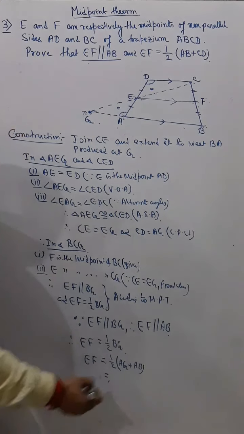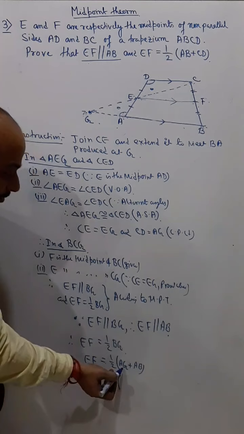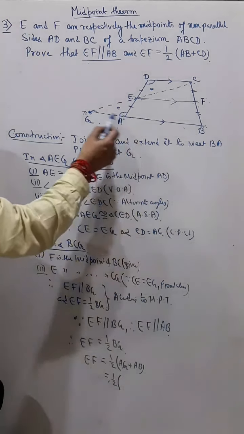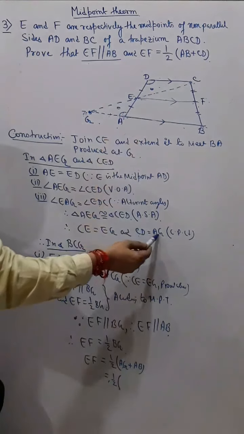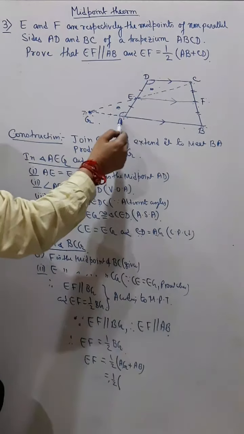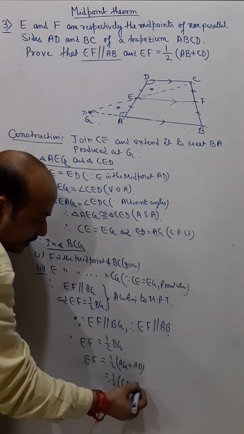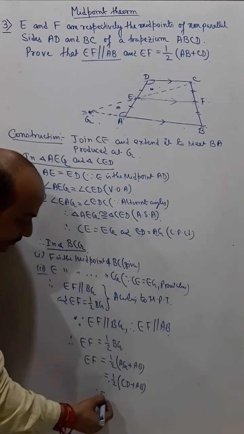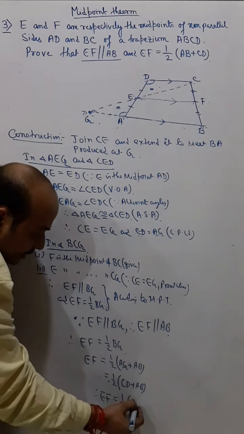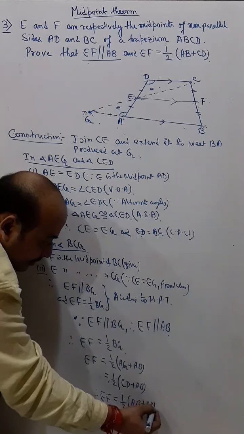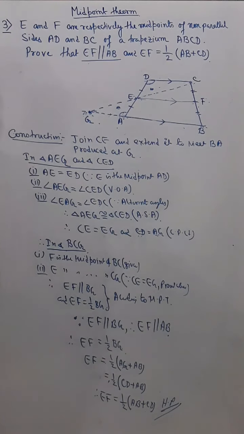Now we can say half. Now in place of AG, I can write CD, because AG is equal to CD, CPCT. If you remember, we have proved before these two triangles congruent. So AG is equal to CD. So in place of AG, I can write CD plus AB, and therefore finally we have proved that EF is half of AB plus CD, and that is hence proved. Okay, understand?